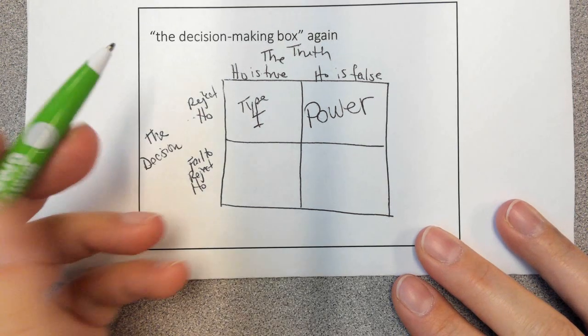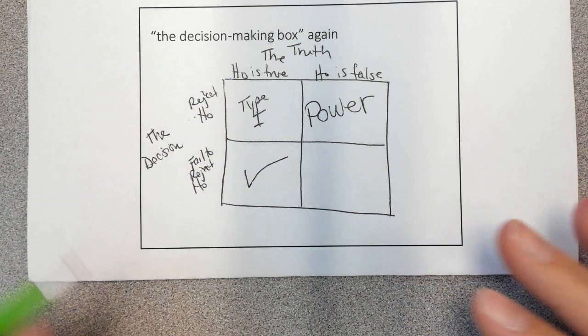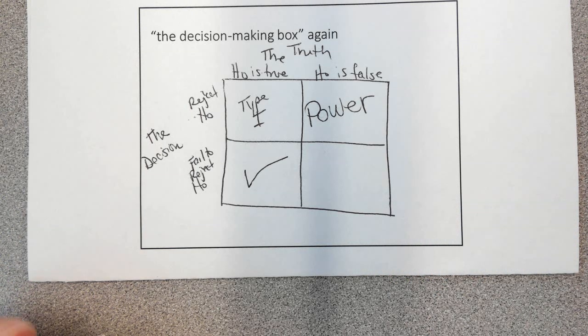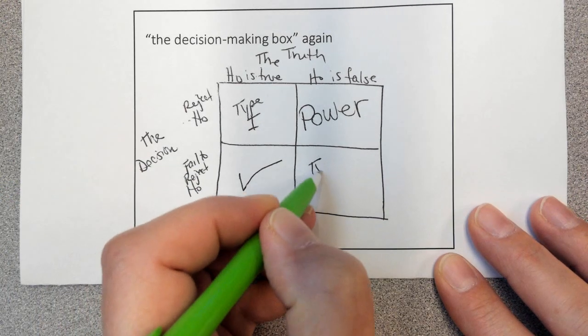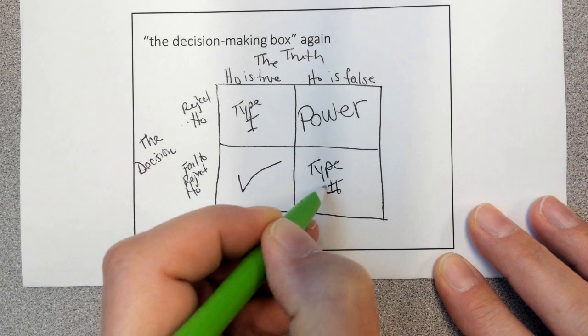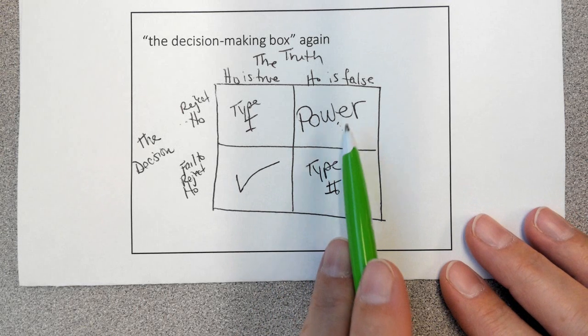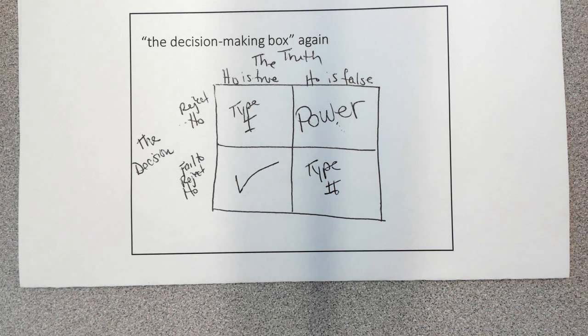H naught is true and we fail to reject, that's a correct decision, but it's not real exciting. You know, it's not really exciting to find out the new medicine's not better. It's not really what we wanted. It's the truth, but it's not what we wanted. But if we have a false null and we fail to reject it, that's still a mistake, and that's the type 2. So we're just going to add one element to the box this time. Power is what we really want out of our test. That's the whole reason we tested to start with, is because we wanted evidence that something was different.